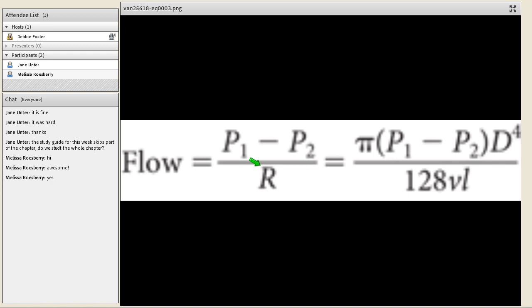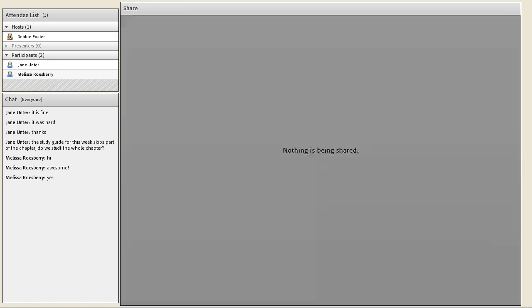Now, students then ask about peripheral resistance. Let me just see if we have a slide on this. I don't think we do. Okay, so peripheral resistance is our overall resistance.